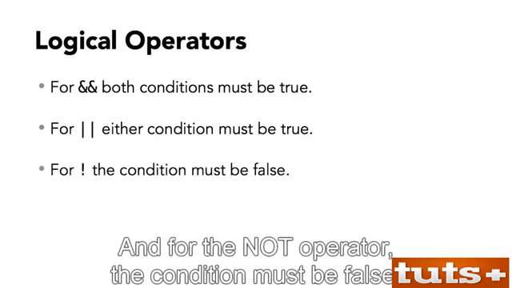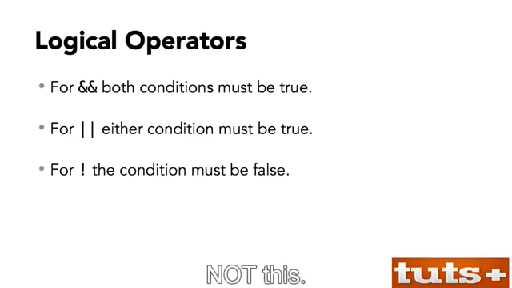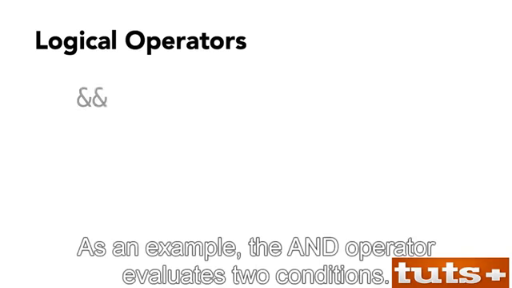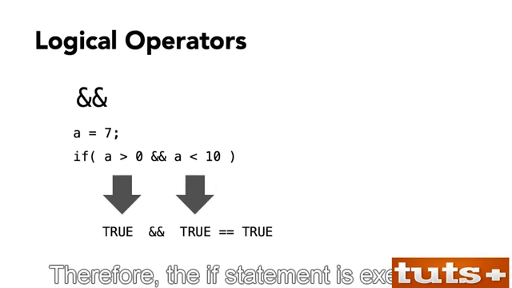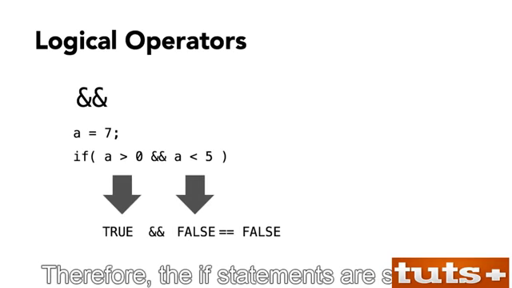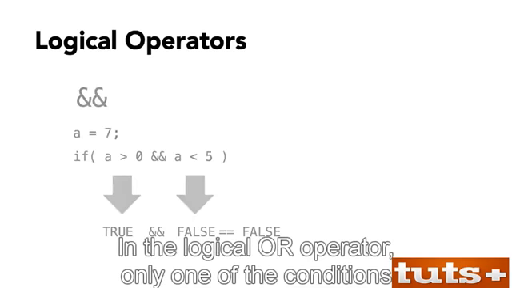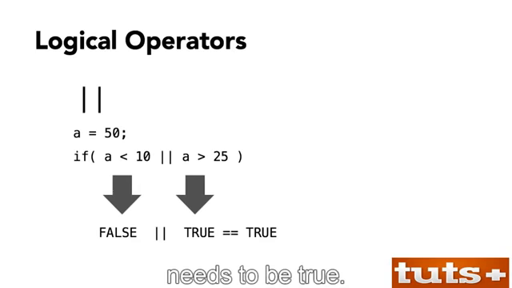As an example, the AND operator evaluates two conditions. Here, both conditions are true, therefore the if statement is executed. Here, one of the conditions is false, therefore the if statement is skipped. In the logical OR operator, only one of the conditions needs to be true. Here, the if statement would be executed. When both conditions are false, the if statement won't be executed.